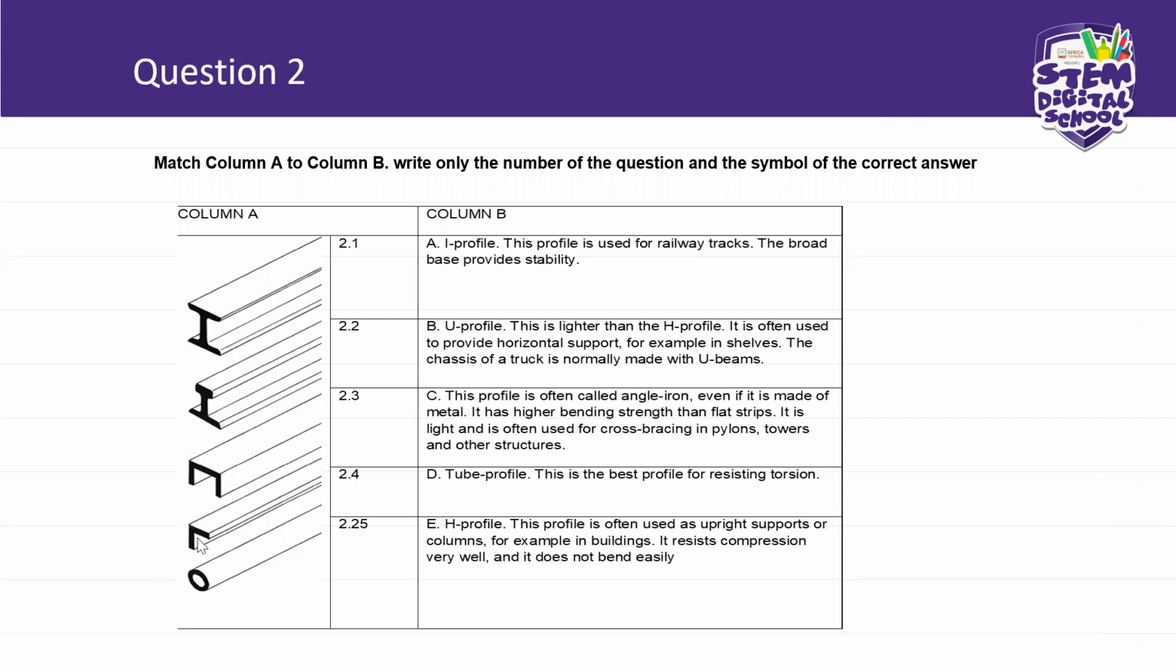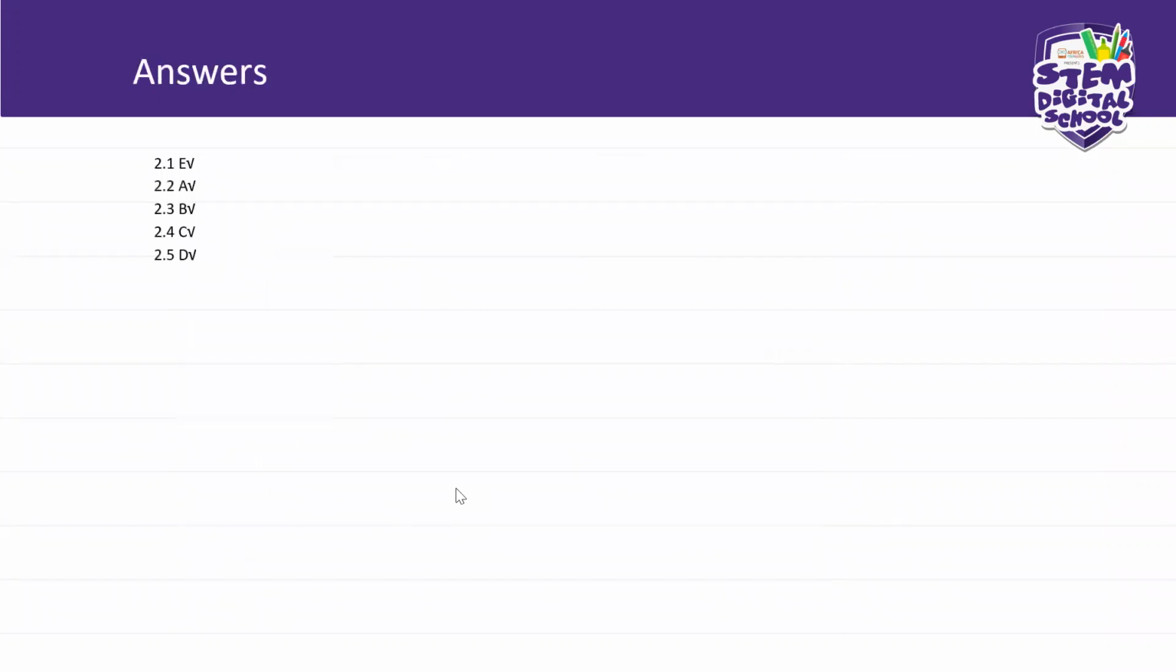Then this one is C. 2.3 is C. Okay. It is called the angle iron. 2.4 is C, the angle iron. 2.5 is D. Okay, it is the tube profile. So these are the answers: E, A, B, C, D. Yeah. Grade 9, you seem to be having a lot of problems.